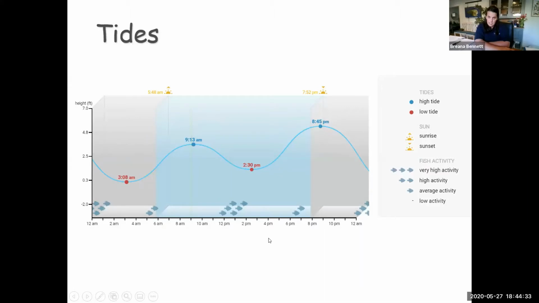This is tides. This one I thought was cool. It gave you a little fish. Again, you can just Google tide graph Newport Beach and you could probably come up with one.